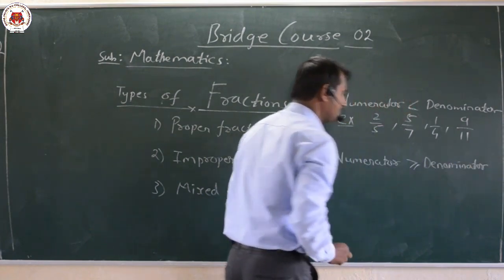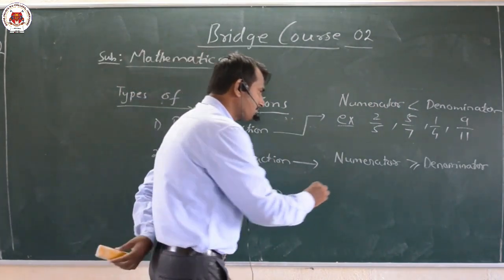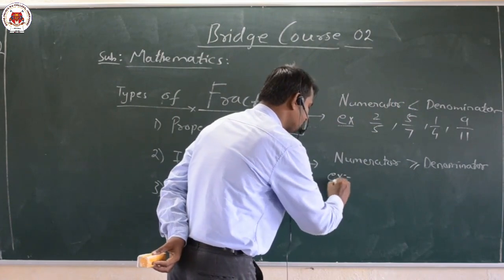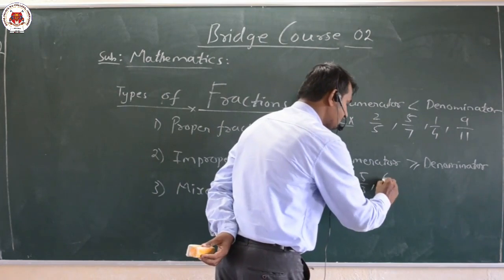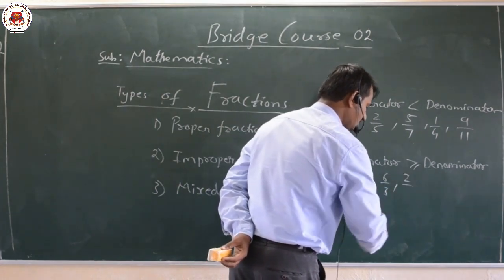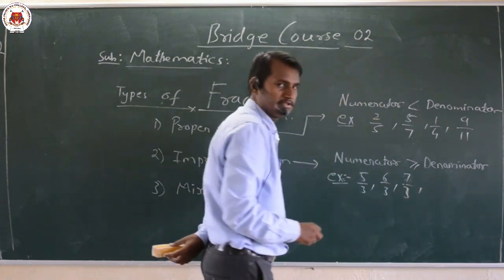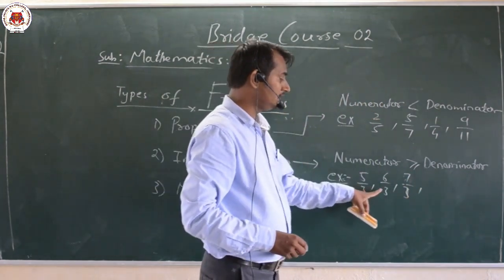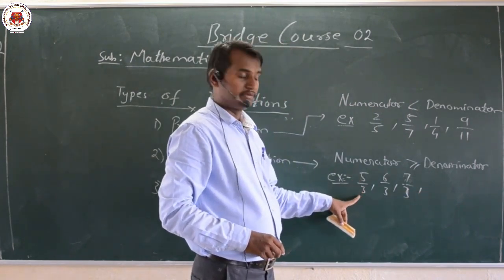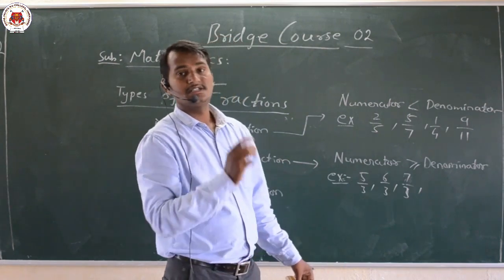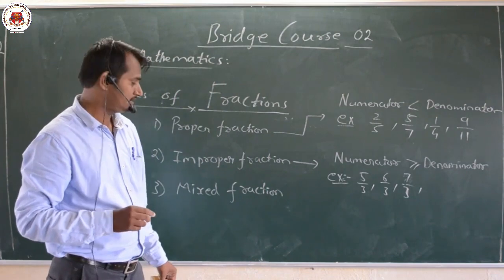Dear friends, dear students, in this type the numerator is always greater than or equal to the denominator. Examples I can give are 5 by 3, 6 by 3, 2 by 1, or 7 by 3, and so on. In each and every example, I can observe that the denominator is less than the numerator. Such fractions we call improper fractions.